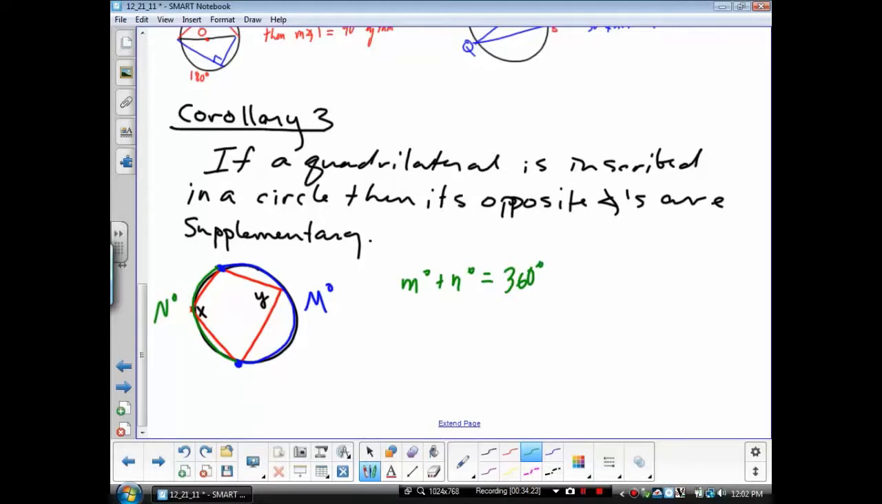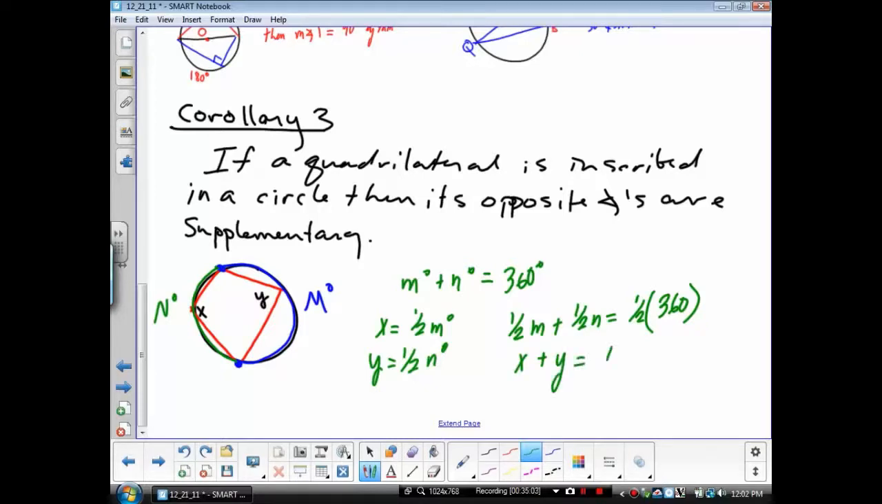And I know that X is half of M. X is 1/2 of M. And I know that Y is half of N. Y is 1/2 of N. What will happen if I add 1/2 of M plus 1/2 of N? I get 1/2 of 360, right? If I multiply everything by a half, I end up with 1/2 M plus 1/2 N is 1/2 of 360. So, X plus Y is going to be 180.